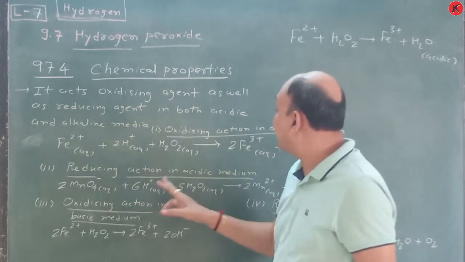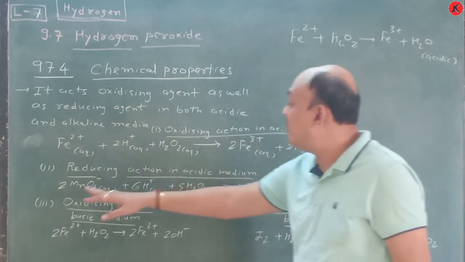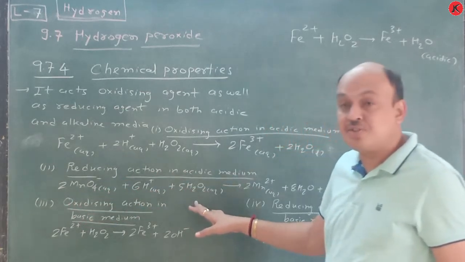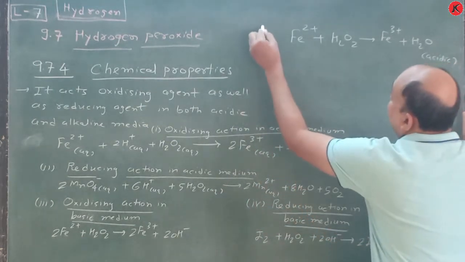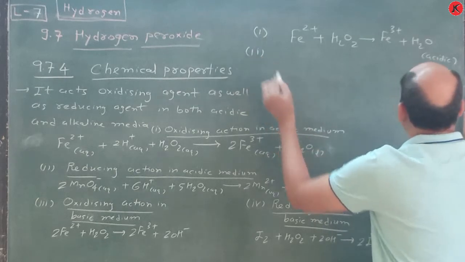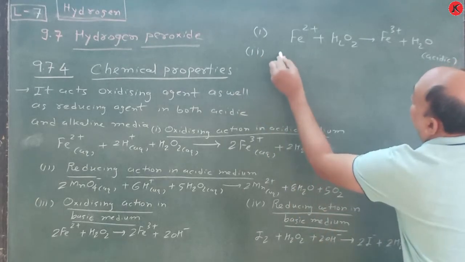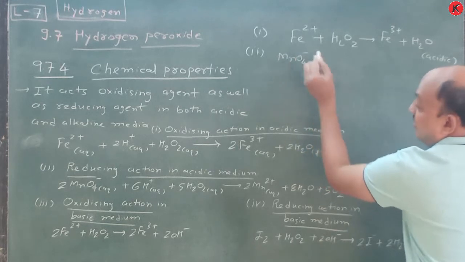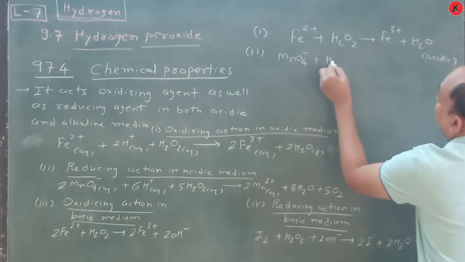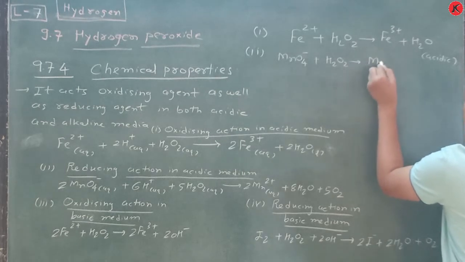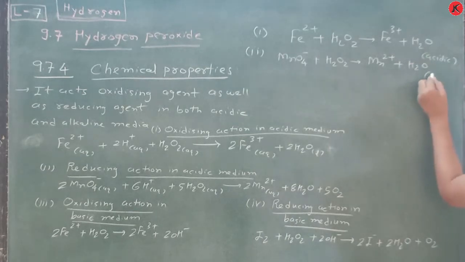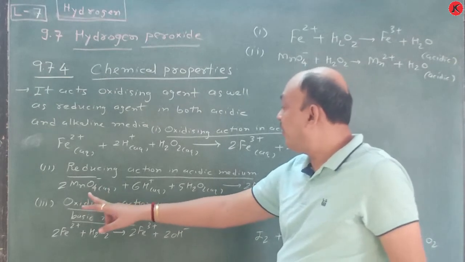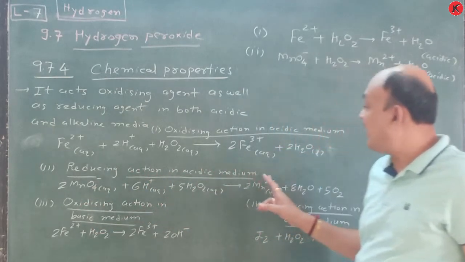So now reducing action in acidic medium. Once again, write down KMnO4, which reacts with H2O2 and produces Mn+2 and here H2O. So the second reaction is this. First is homework, second is also homework: MnO4 minus plus H2O2 gives Mn+2 plus water molecule. Once again, acidic medium, okay. So this is KMnO4 here, reducing action in acidic medium.